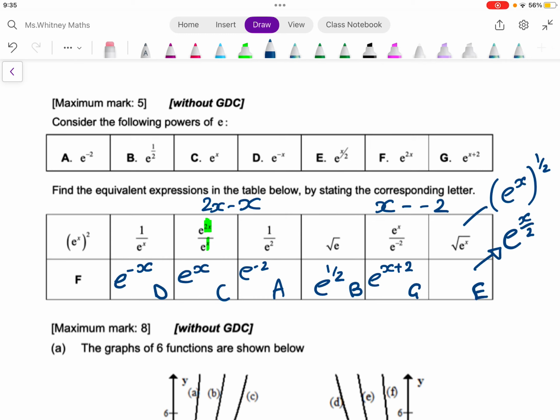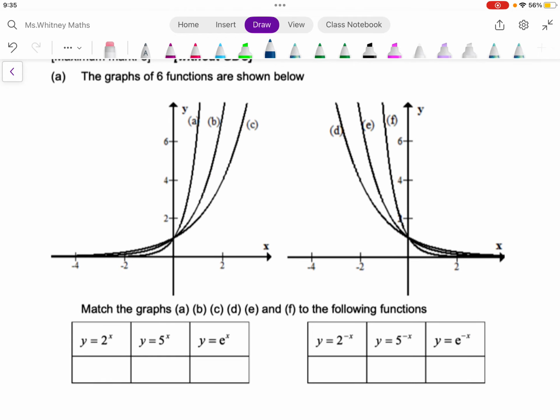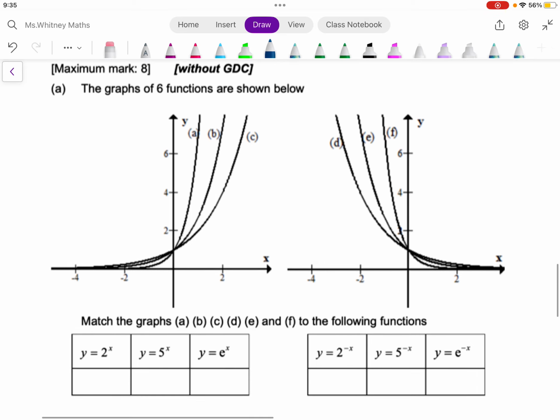Hope that helps. Okay, I've just got one more question here we're going to have a little look at. And I want to just talk about logic with this. So have a go at this question. We're going to look at matching up the 6 equations at the bottom with the graphs from A, B, C, D, E, and F for this one.